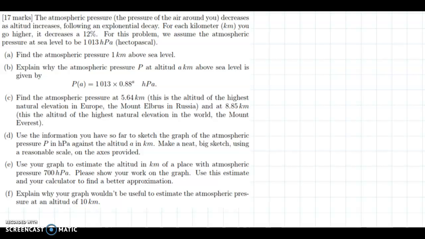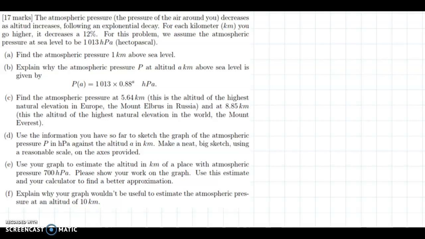But you should pause the video here and read the question carefully. Okay, so it says that for each kilometer you go higher, the atmospheric pressure decreases by 12%. And we assume that the atmospheric pressure at sea level is 1013 hectopascal.